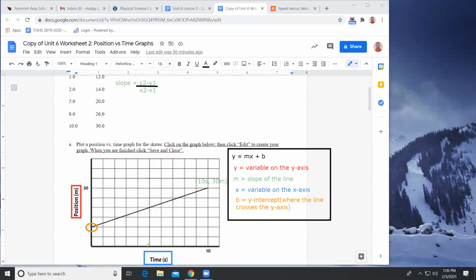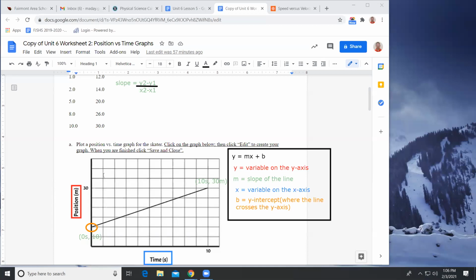And there's two other places that we can use for this. We could look in the middle here where we have our 5 seconds at the 20 meter, or even easier, if we look way down here in the corner, our x is crossing on the 0 second mark. So it's right at the origin. We can say it's 0 seconds. Then looking on the y-axis, we have 10 meters.